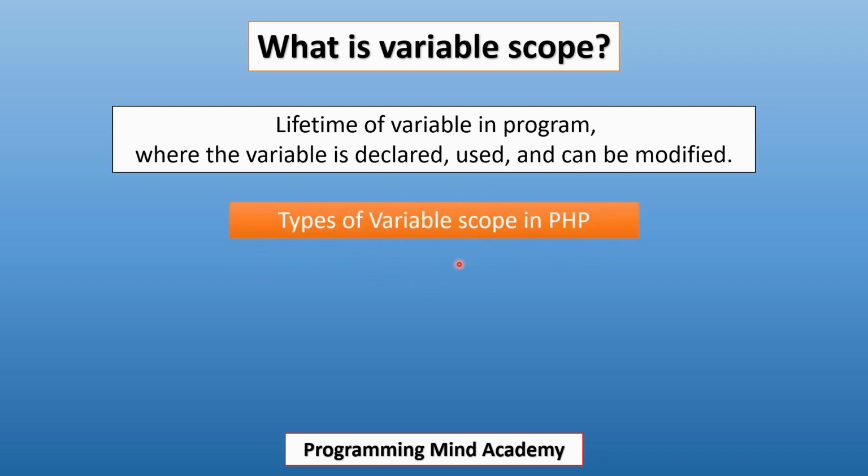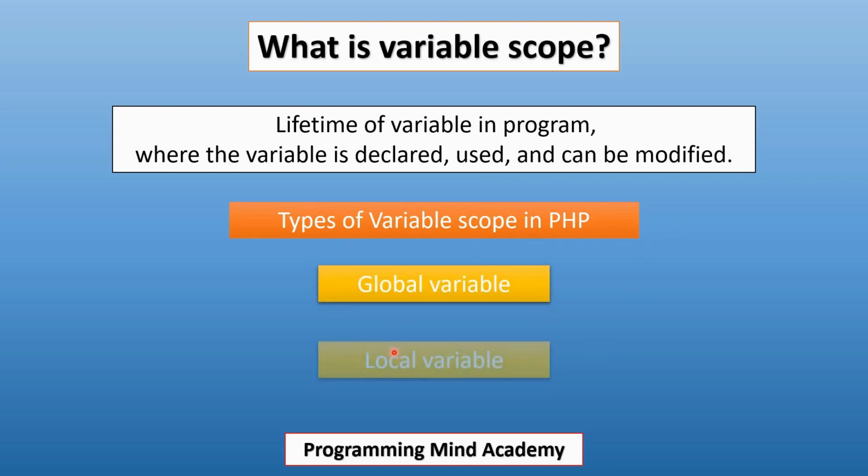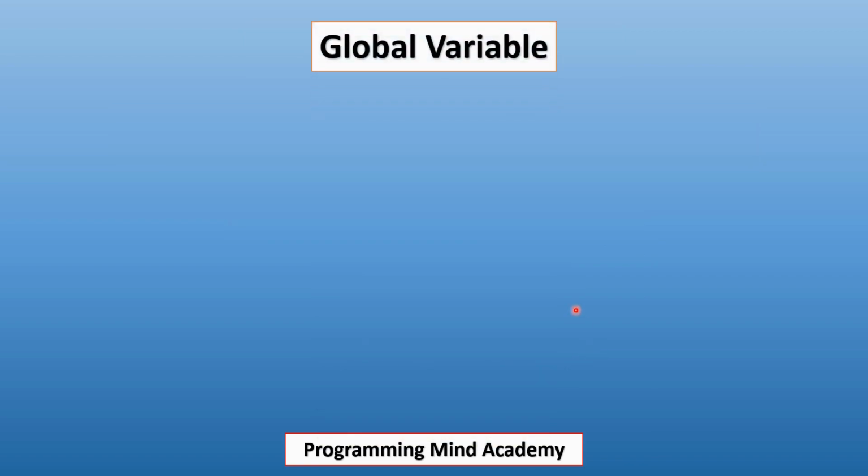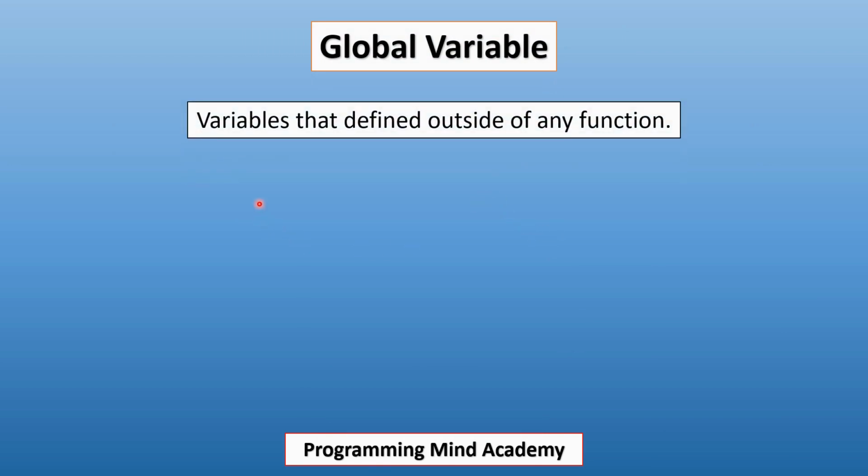So the types of variable scope in PHP are as follows. First is a global variable, second is a local variable, and third is a static variable. So let's understand what a global variable is. A global variable means variables that are defined outside of any function.